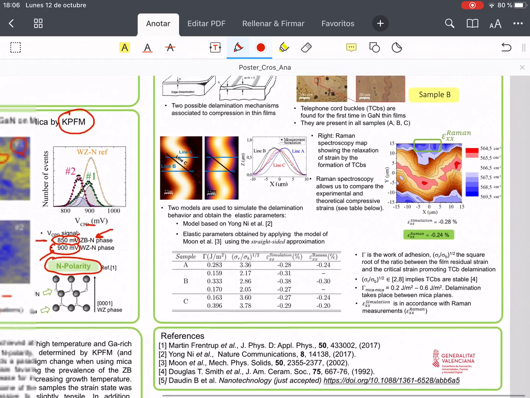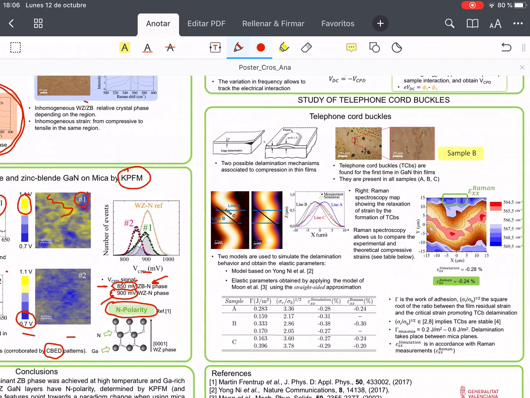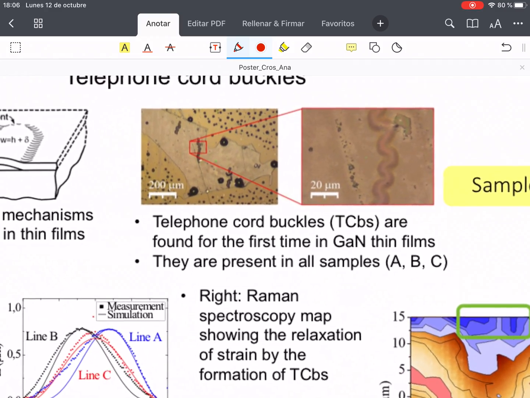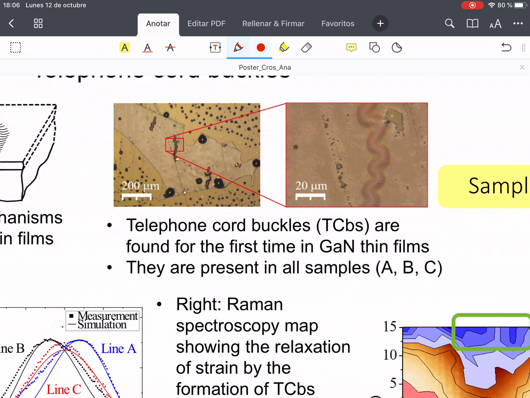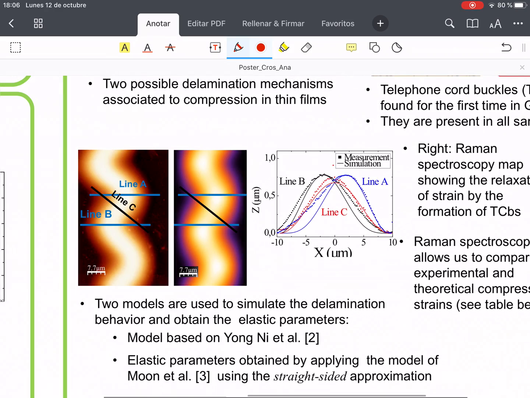Finally, we have studied the formation of telephone cord buckles on the surface. These are delaminations that have the shape of a worm, like this one seen here in this optical micrograph with this worm shape. And from the geometrical characteristics of these worms and their comparison with theoretical simulations, we can extract different parameters of the sample. This is an AFM picture, and this is the comparison with the simulations.